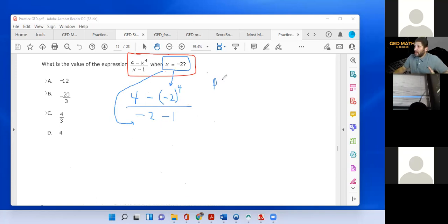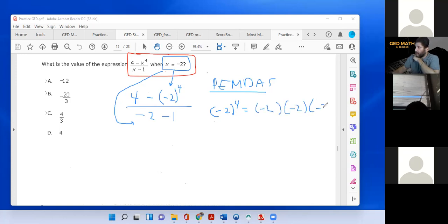Please excuse my dear Aunt Sally, or PEMDAS, is the order of operations. So we want to do this -2 to the 4th power. How would we do that? What does that mean? Can anybody explain that to me? -2 to the 4th power. How can we solve that? What does that mean? -2 times -2 times -2 times -2. Perfect. Okay.